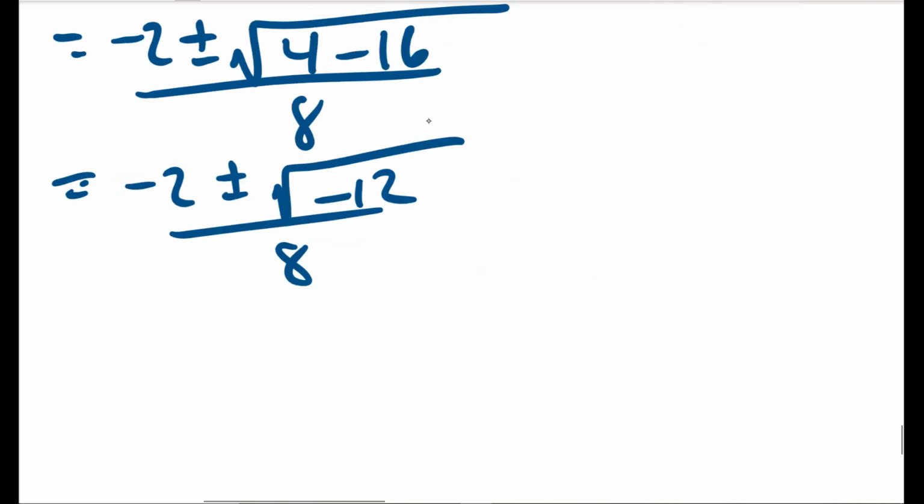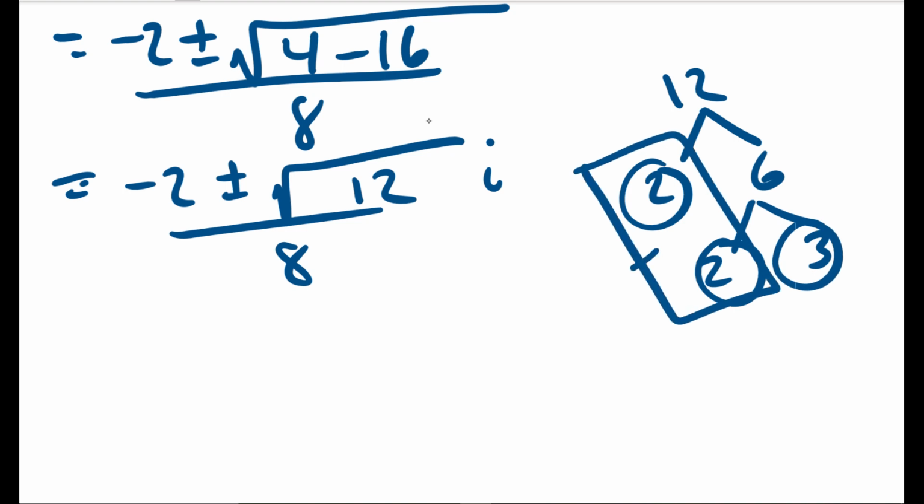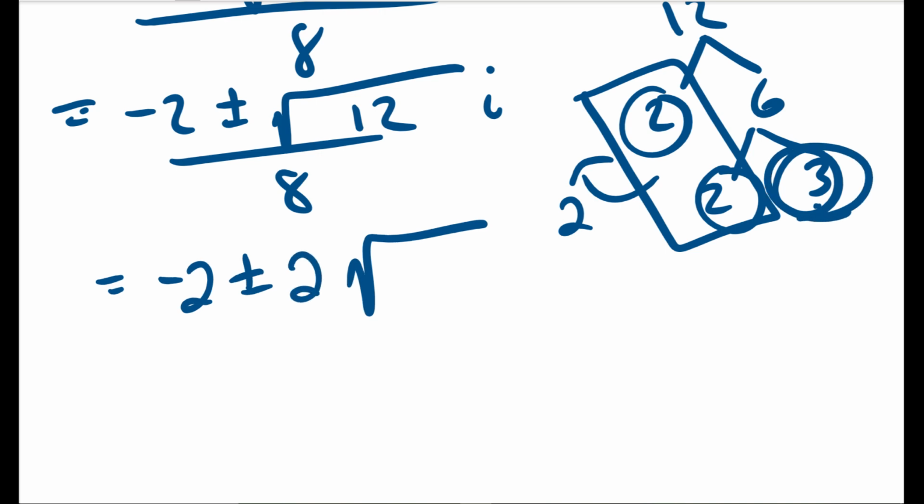So let's simplify this. Remember, that's negative, so it's imaginary, right? So I'm just going to change it to positive, and I'm going to do imaginary. But break down the 12. 12 breaks into 2 and 6. 6 breaks into 2 and 3. So box your pairs. So that gets kicked out. This stays in the radical. So for the radical part, the 2 gets kicked out. The 3 gets left inside with an i on the outside.